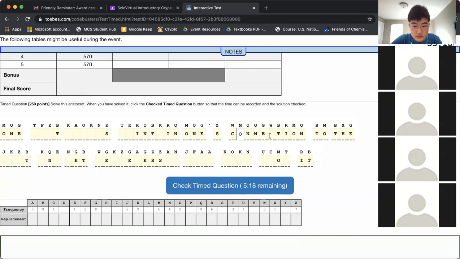"Connection", yeah, nice. This is kind of a common word pattern. You can see that the K repeats at the fourth and first place. You can also see that K appears here. So if you can figure out what K is, you can also kind of figure out what this word is.